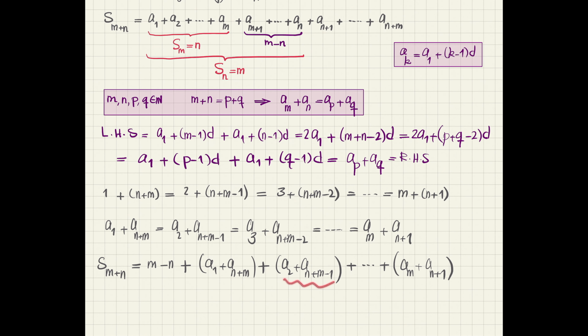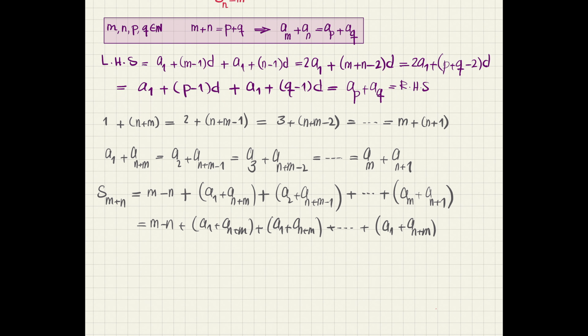So instead of writing this, I can write the same expression and I can continue on. So in principle, this becomes m minus n plus a1 plus a sub n plus m. The next one is also a1 plus a n plus m. And then until the very last, this is again a1 plus a n plus m. Yes? So then you see that I have the same expression added to itself. How many times? M times. So this is m times. M summands. So all of them are the same.